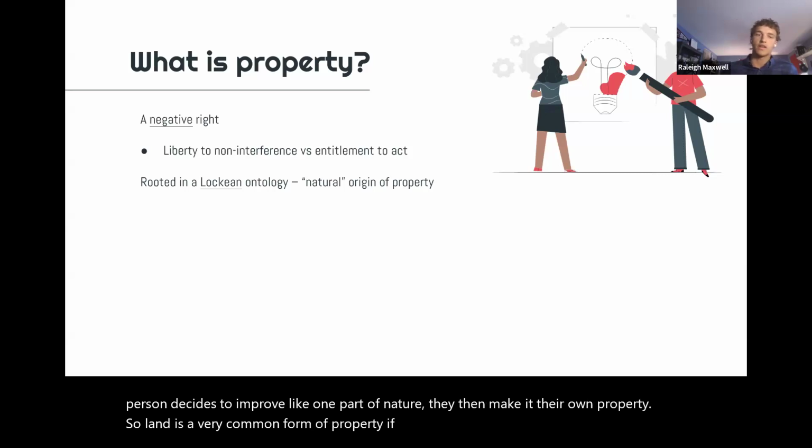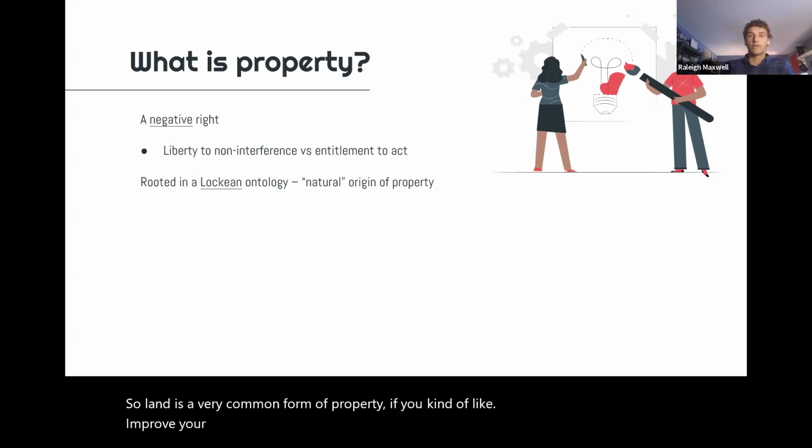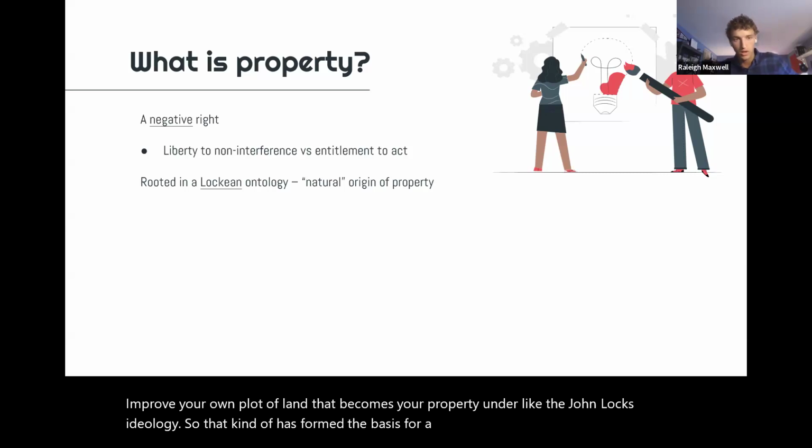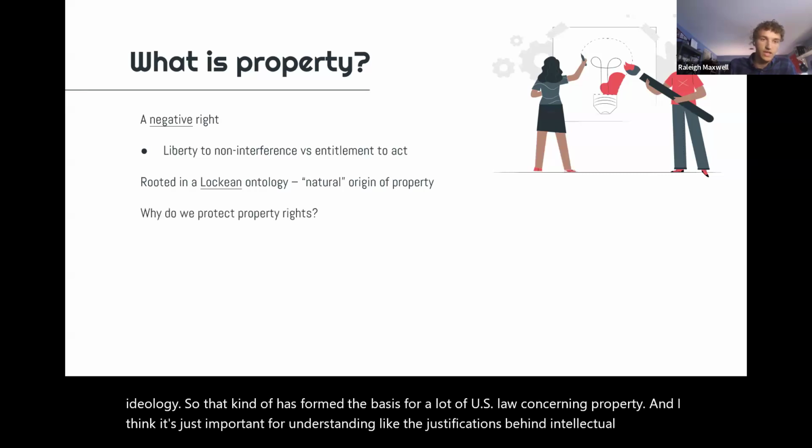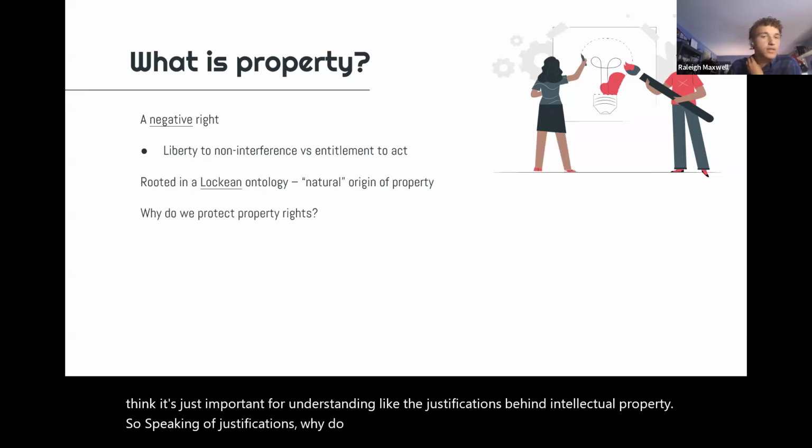If you improve your own plot of land, that becomes your property under John Locke's ideology. That has formed the basis for a lot of US law concerning property, and I think it's important for understanding the justifications behind intellectual property. So speaking of justifications, why do we protect property rights?